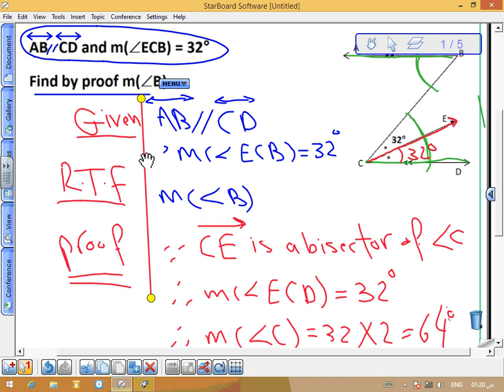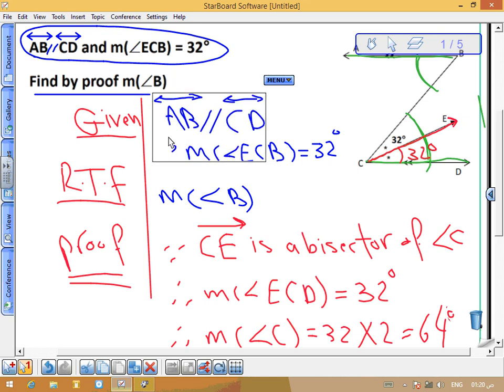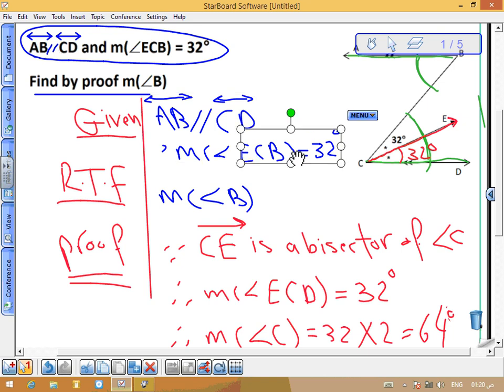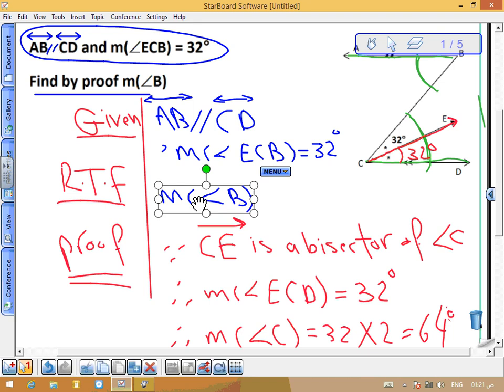Write these informations. AB is parallel to CD, and measure of angle ECB equals 32 degrees. Number 2, write the RTF, required to find, the question. The question is find by proof measure of angle B. The RTF is finding measure of angle B. Number 3, write the word proof. The proof is the steps of my answer when I solve this problem.